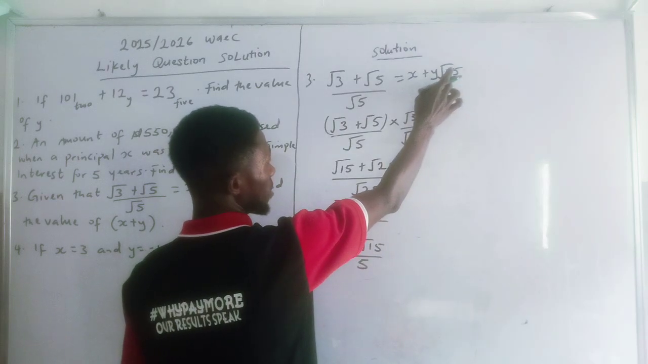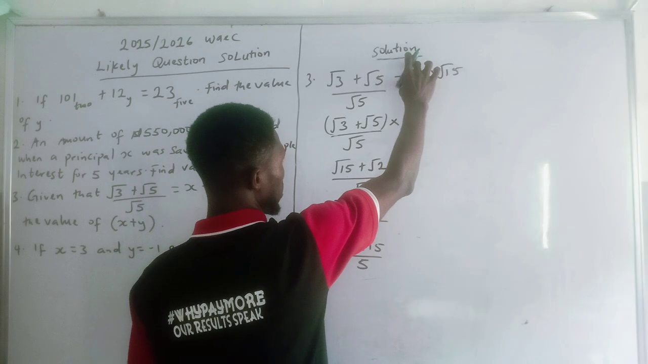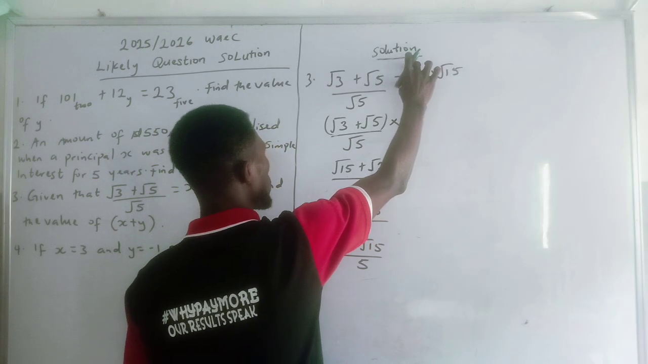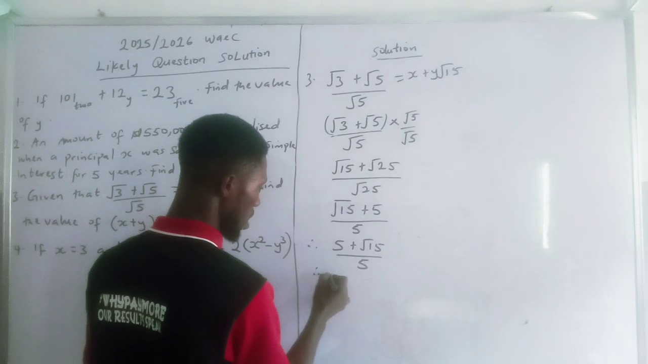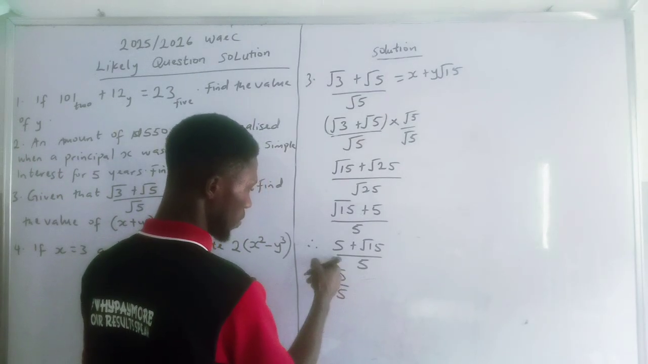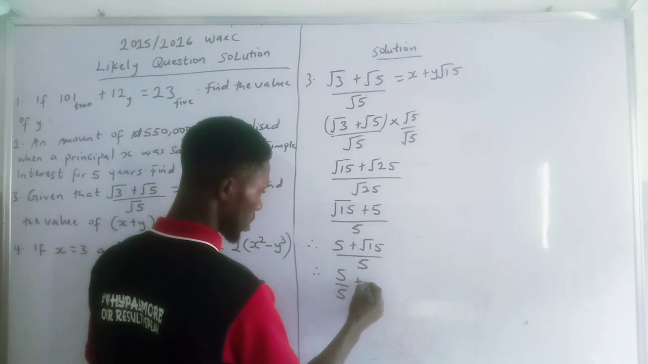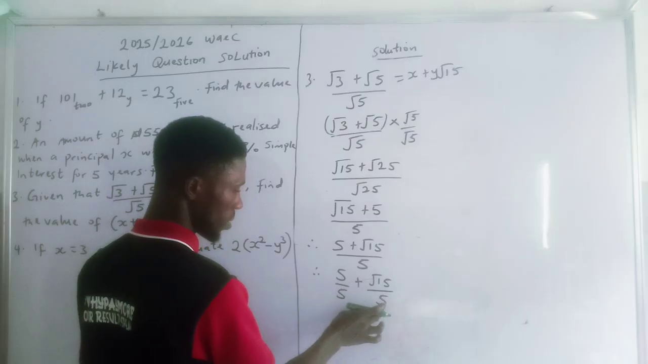Now it's looking like this. We have root 5 here, so we need to break this to be like this one, with a real number and the other part. So what are we going to do? We're going to say therefore 5 over 5, we have to split them, plus root 15 over 5. Now when you find the LCM, you say 5.